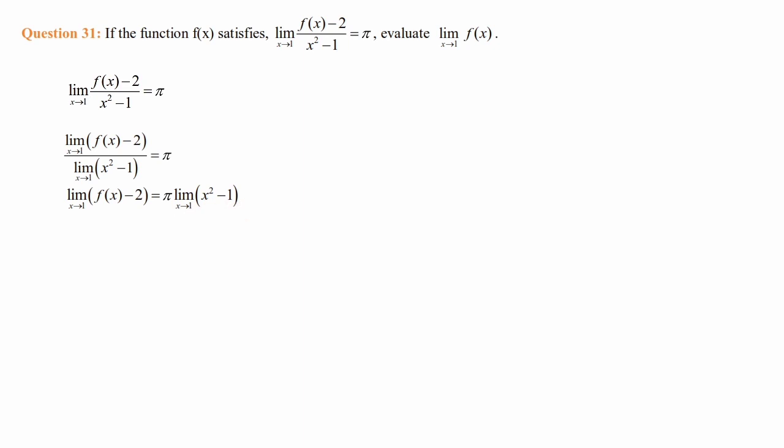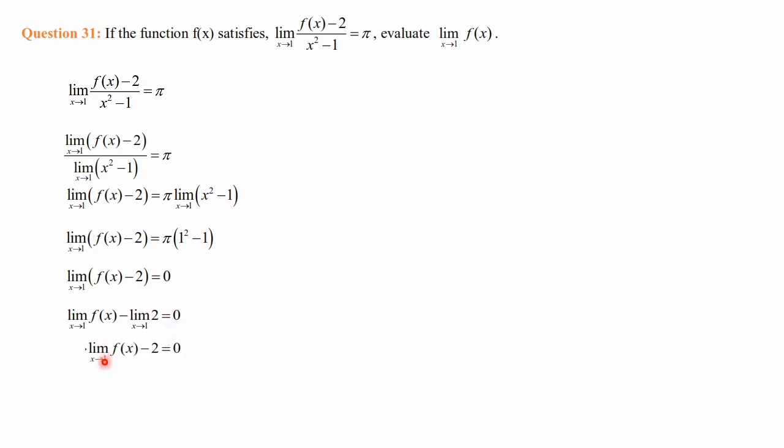Then limit x tends to 1 of f of x minus 2 is equal to, you can check here, we can substitute x and put the value 1. So pi into 1 square minus 1. 1 square minus 1 is 0. So pi into 0 is 0. So the right side is completely 0. That is limit x tends to 1 of f of x minus 2 is equal to 0. Again we can use the algebra of limits here. That is limit x tends to 1 of f of x minus limit x tends to 1 of 2 is equal to 0.